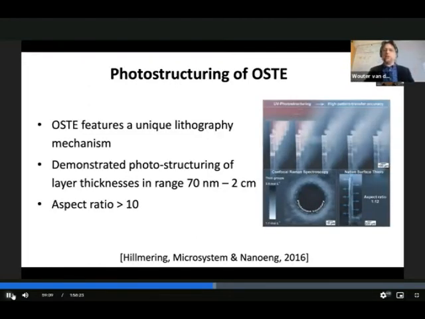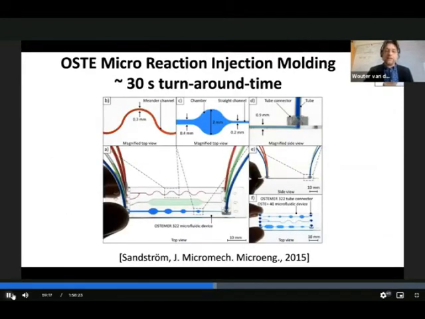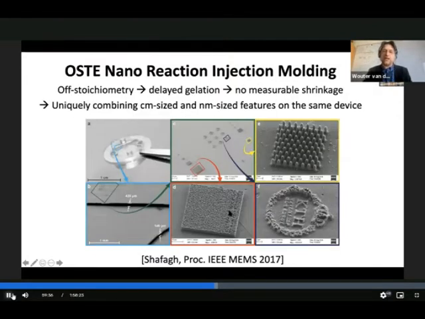So as I said, you can photostructure it. You can do that in thick layers or thin layers, as thin as 70 nanometers, as thick as centimeters. You can make beautiful molding structures. You can use this for reaction injection molding with a turnaround time of around 30 seconds. And here you see beautiful structures that are demolded and bonded, with tube connectors.